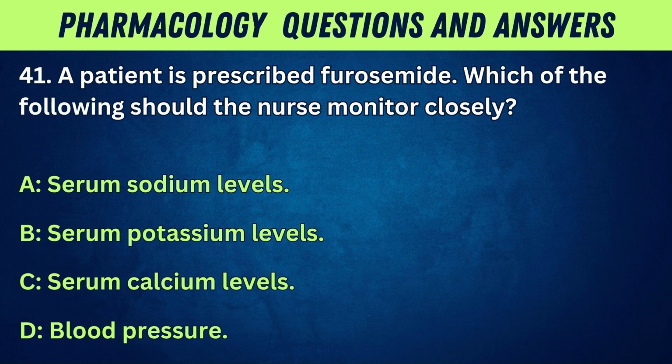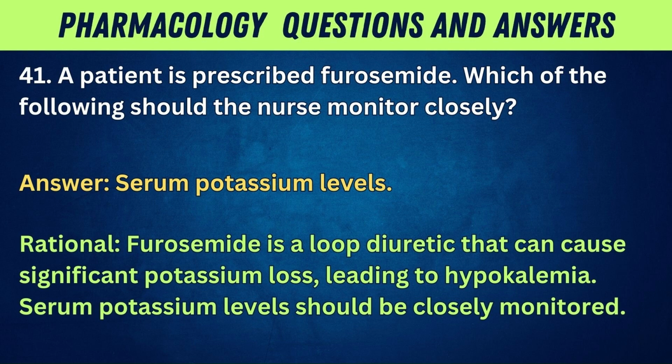41. A patient is prescribed furosemide. Which of the following should the nurse monitor closely? A. Serum sodium levels. B. Serum potassium levels. C. Serum calcium levels. D. Blood pressure. Answer: serum potassium levels. Rationale: furosemide is a loop diuretic that can cause significant potassium loss, leading to hypokalemia. Serum potassium levels should be closely monitored.